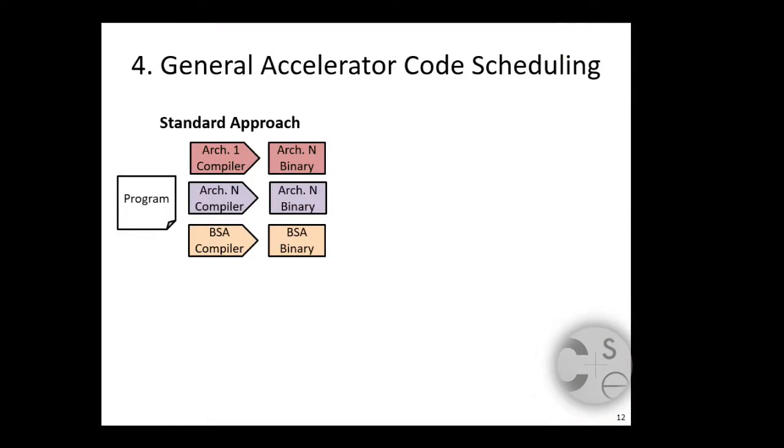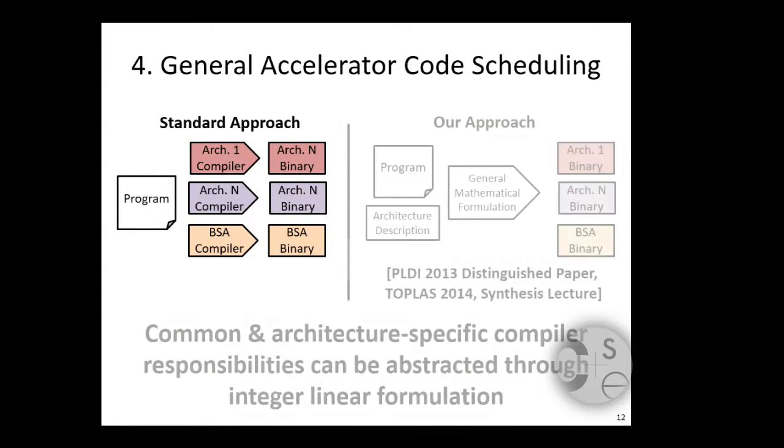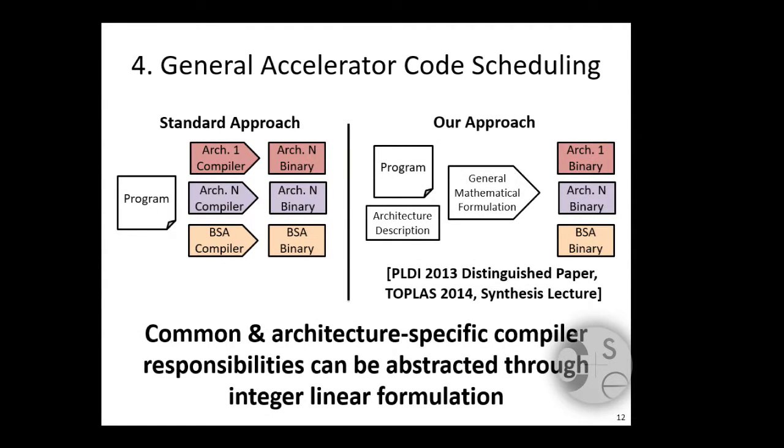And then finally, across all of these different accelerator approaches, we require very efficient code schedulers to map computation onto the exposed hardware resources. And the way that we would typically do this is for each architecture that we have, we take an existing compiler and add new heuristics or algorithms. And what I've actually discovered is that there are common and architecture-specific compiler responsibilities that can be abstracted through an integer linear formulation, allowing us to create a general mathematical formulation for the code scheduling problem. So this simplifies the amount of work that we need to do to explore new accelerators, and also can actually give us better solutions than a heuristic-based approach.